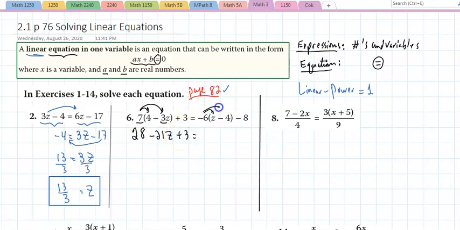And the same process on the second side of the equation. Negative 6 times z is negative 6z. And negative 6 times negative 4 is positive 24. I copy the negative 8 down. Now I combine like terms.